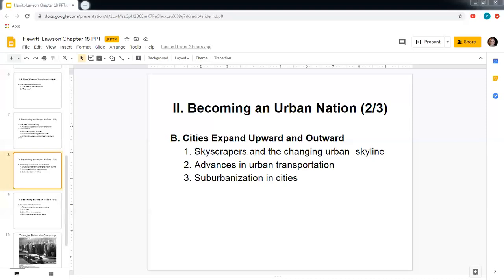Transportation improvements also fostered the growth of the suburbs in the late 19th century. As members of the middle class, those who had the extra money, decided that they wanted to be able to leave the urban areas to escape the problems that they believe were associated with poor immigrant groups. And so they began to leave the cities and move out into the suburbs. And the various forms of transportation truly made this possible for them.